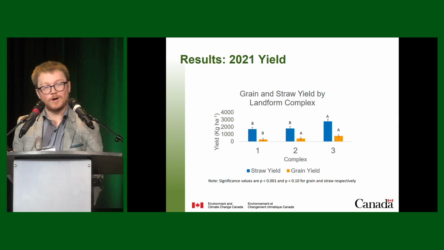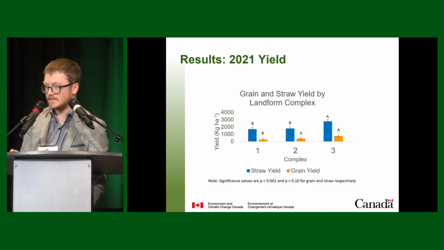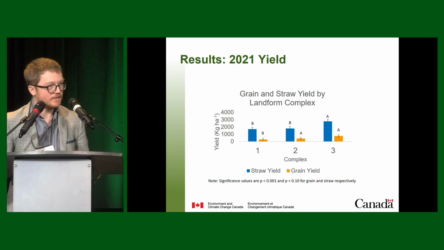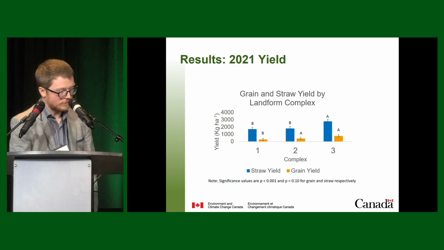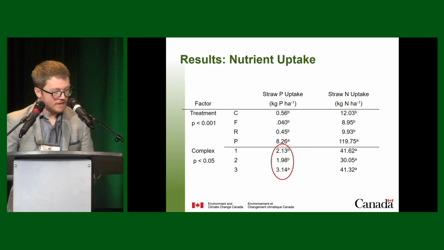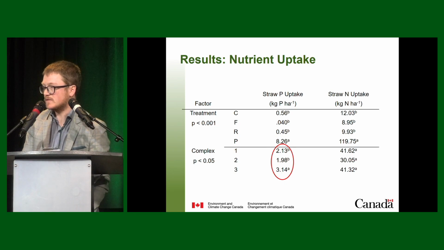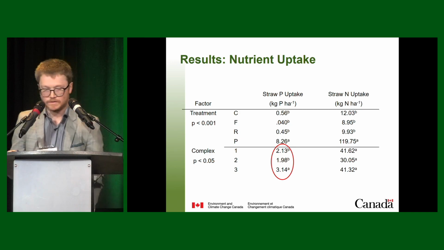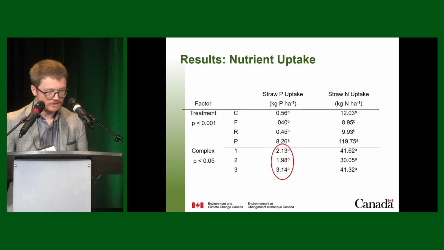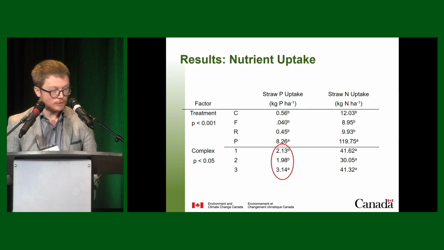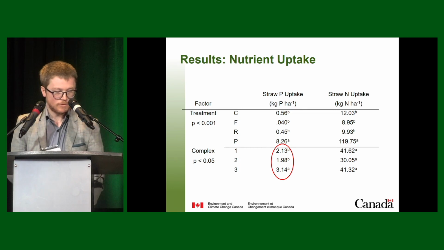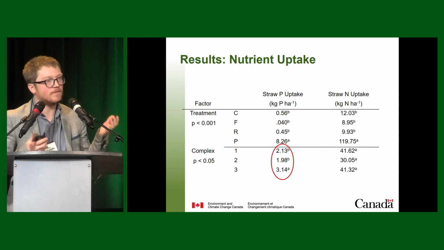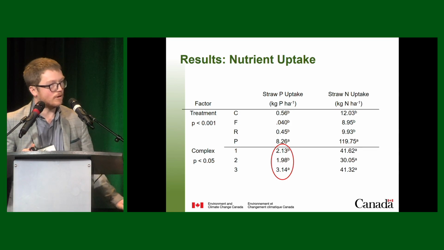This was 2021, a very dry year, so it's not surprising that we're seeing a yield bump in those low slope areas, likely due to improved soil moisture dynamics. What about nutrient uptake? This is looking at straw uptake for phosphorus and nitrogen according to the treatments and the complex positions. I want to draw your attention to the phosphorus uptake according to the complexes, where we see a statistically significant influence with elevated uptake from those bottom portions of the basin.